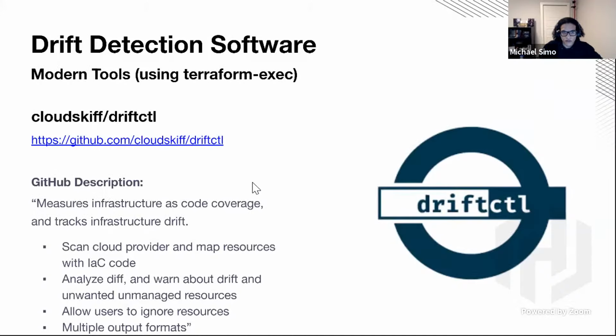Drift control. I think yesterday there was a talk that referenced drift control. I actually hadn't heard of this until last week when I was doing some research for other tools. But I'm really excited to see drift control expand to other cloud platforms. Right now it's AWS specific, but they have a really good CLI-based tool, and it uses Terraform exec under the hood. It allows you to scan, similar to what that previous tool I was talking about did. It would scan your AWS account.